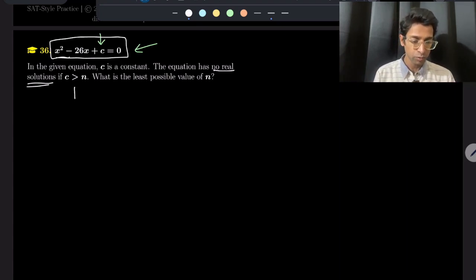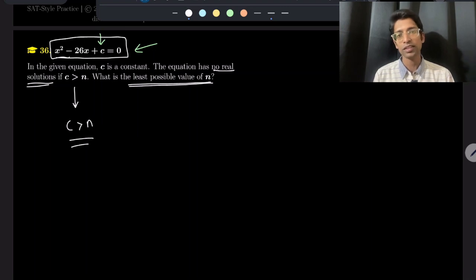And he has given you one more condition. C should be greater than n. What is the least possible value of n? He's asking you. So he's not asking you the value of c, he's asking you the value of n. And what is the condition on n? It should be least possible value of n.